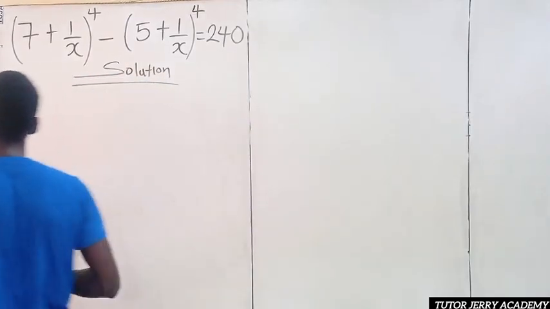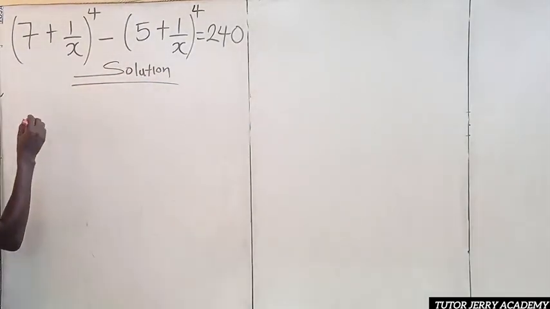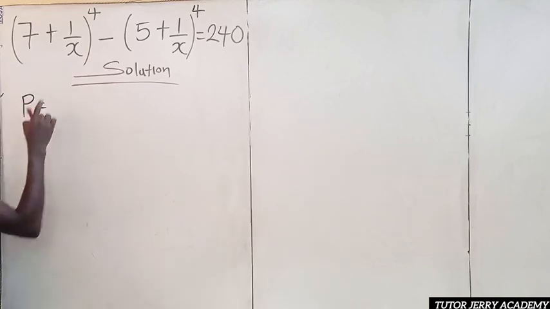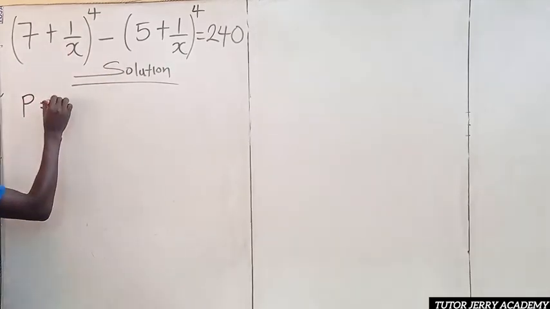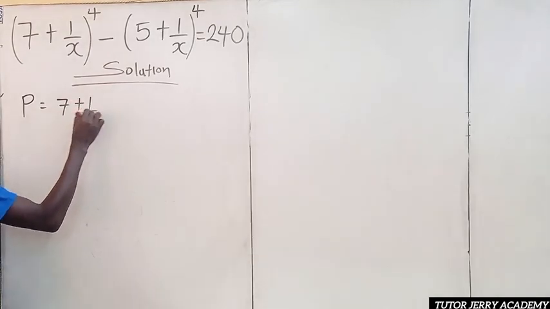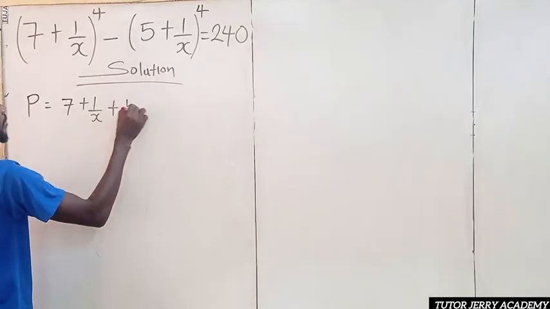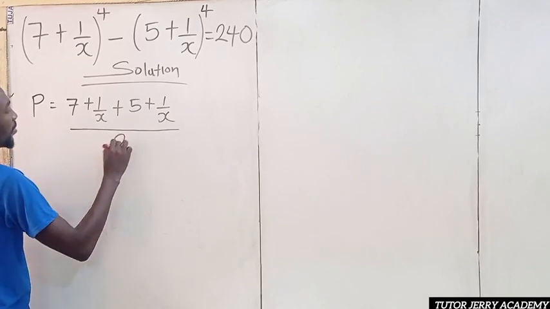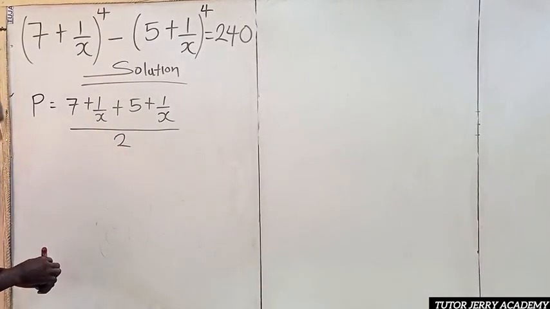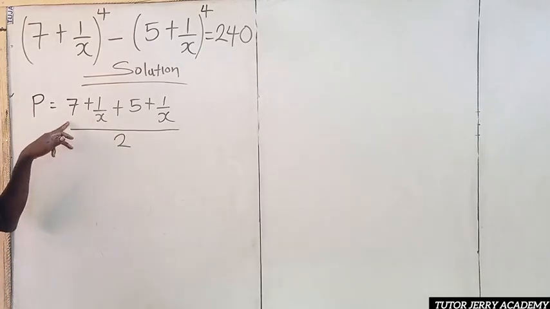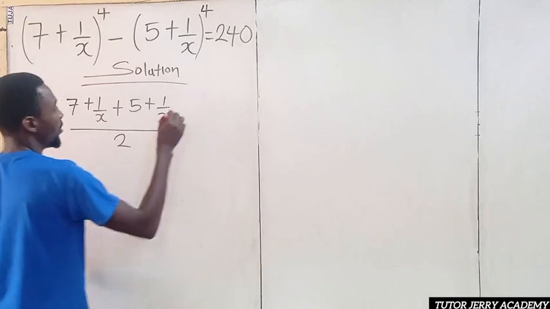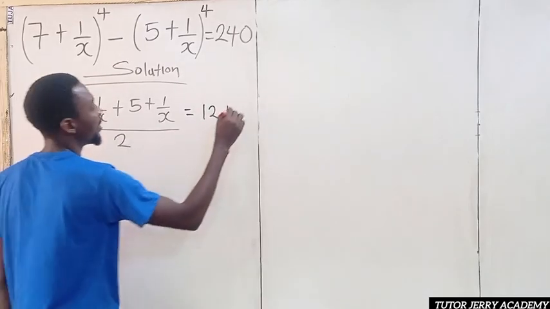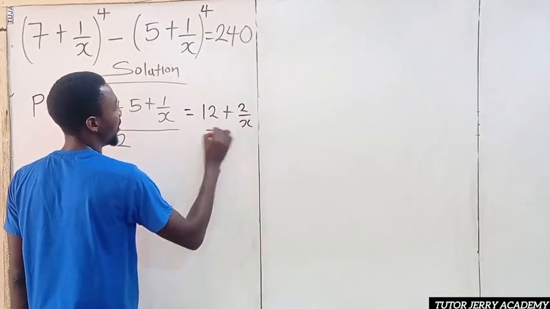The first thing I'll do is say let p equal the sum of what we have inside this bracket: (7 + 1/s + 5 + 1/s), then divided by 2. If I have something like this, then 7 plus 5 is 12, so this is going to give me 12 plus 1/s plus 1/s, that is 2/s, then divided by 2.